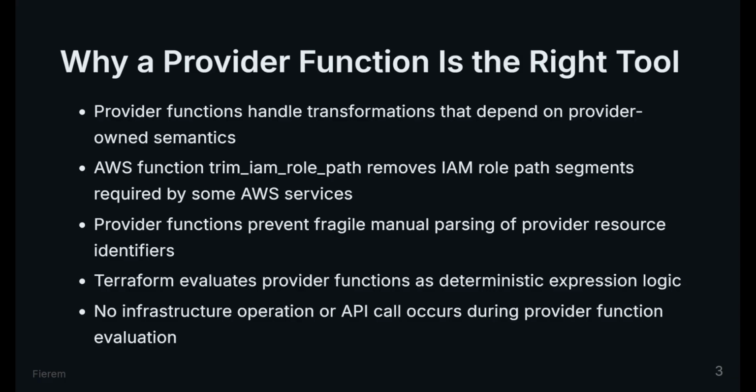A provider function is the right tool when the transformation depends on provider-owned semantics rather than general string manipulation. The AWS provider function trim_iam_role_path removes the path portion from an IAM role ARN because some AWS services require a role ARN without that path segment. Using the provider function keeps the rule attached to the AWS provider instead of re-implementing ARN parsing with fragile string operations in your module. Because provider-defined functions are intended to be offline and side-effect free, Terraform can evaluate them as expression logic rather than as infrastructure operations.